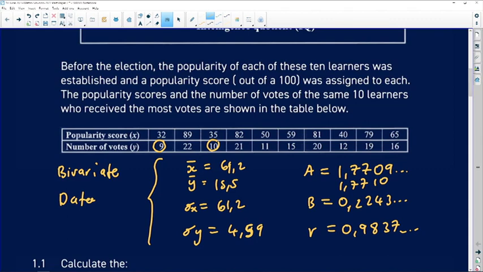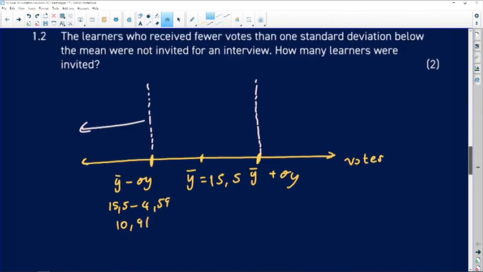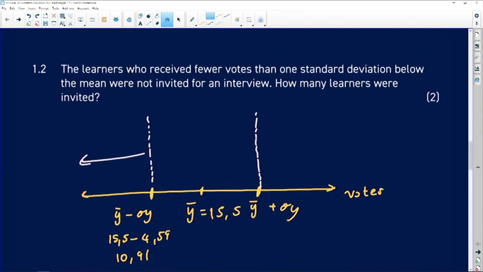The question is asking you, how many people were invited? Okay, how many people were invited? Right, okay, how many learners were invited to the interview? So we can say, therefore, 8 learners were invited because 2 of them out of the 10 have votes that are less than 10.91. Okay, so 8 learners were invited. Right, now let's go to the next one quickly.